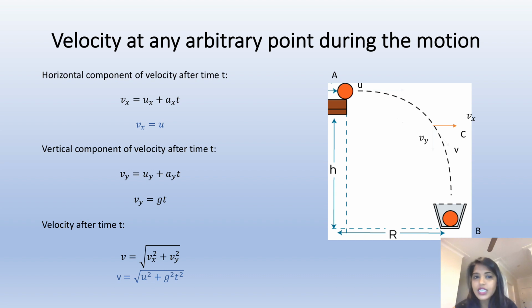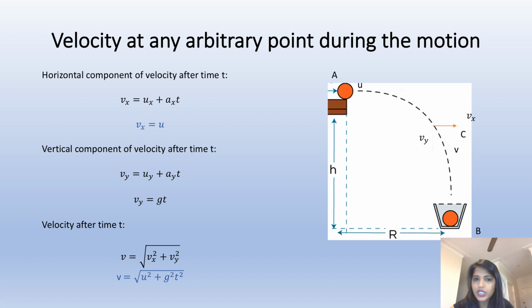So the first thing is that you will find the horizontal component of final velocity after time t, and for that I am going to use this equation of motion, which is v equals ux plus axt. But why am I using subscript x? Again, the reason is horizontal, right? So now I know that my ax is 0, so my equation becomes vx equals u. That means during the whole motion my horizontal component of velocity will never change.